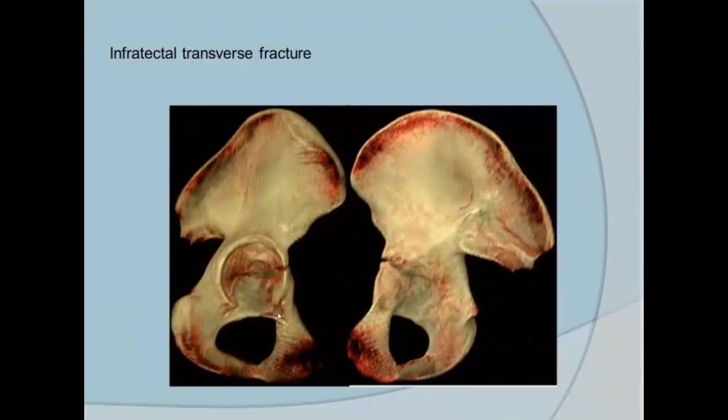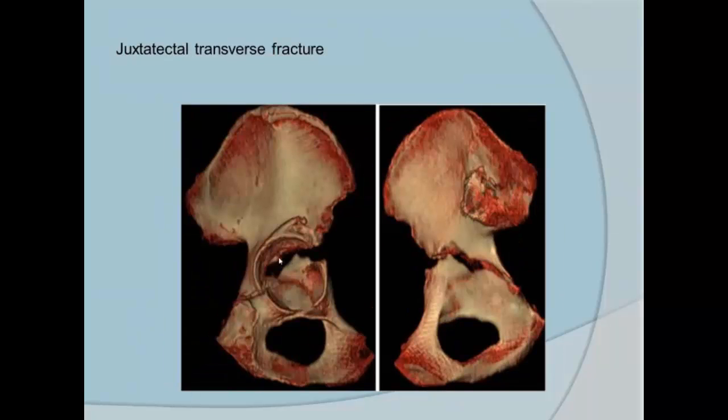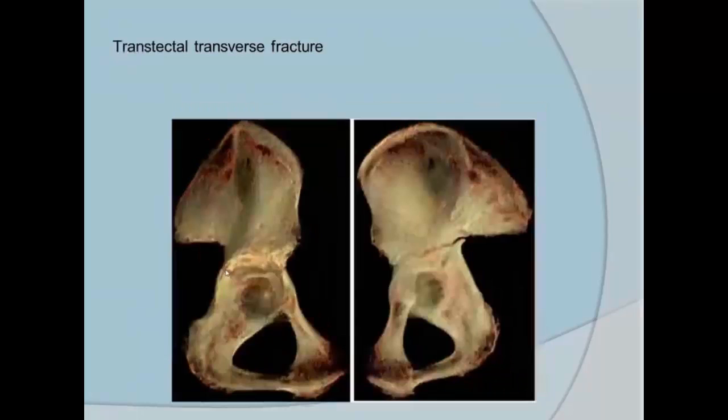Now these are the infratectal. There's a tectum and the fracture is running all the way through the acetabulum. These are juxtatectal, just below the tectum. This is the transtectal transverse. You can see it from the medial side also. So this gives us really good information about the fracture and its fixation.